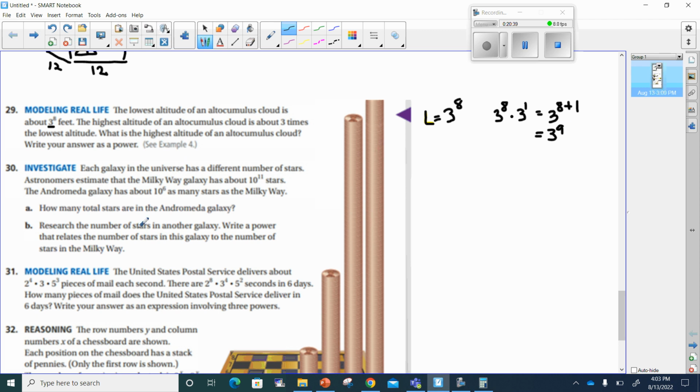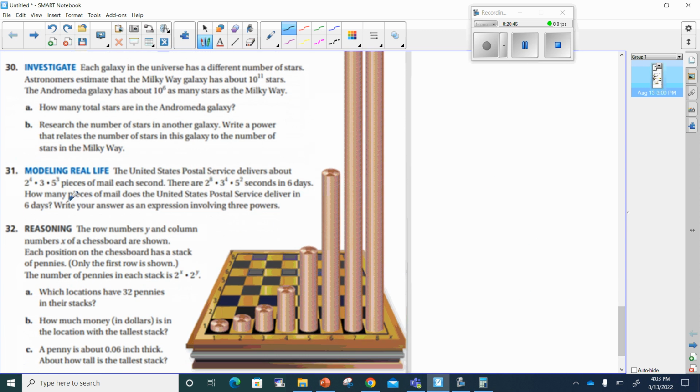All right. I'm going to let you do number 30. I guess I'll do number 31 for you. Real life, the United States Postal Service delivers about 2 to the 4th times 3 times 5 to the 3rd pieces of mail each second. There are 2 to the 4th times 3 to the 4th times 5 to the 2nd seconds in 6 days. How many pieces of mail does the United States Postal Service deliver in 6 days? Write your answer as an expression involving 3 powers. There's a big clue on how to do this now. 3 powers. So this is basically saying we're going to have to combine these, right? Because we're multiplying these together.